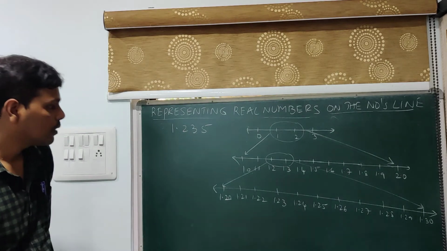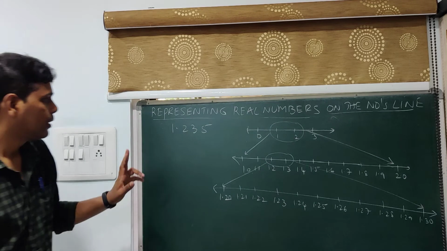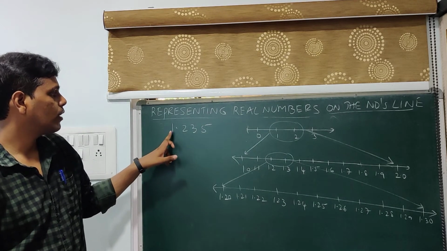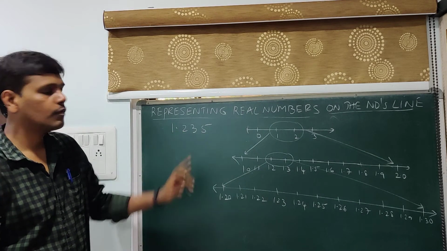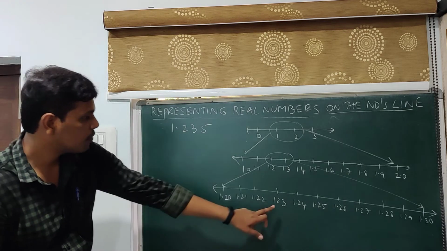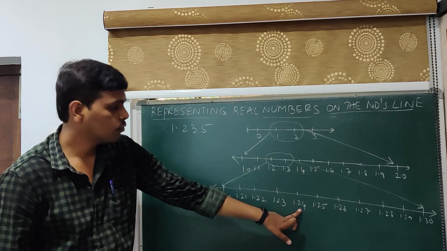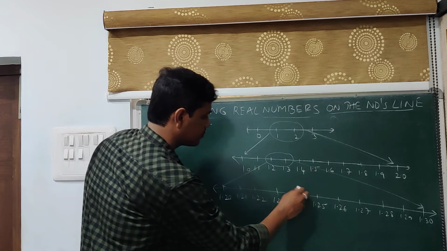So we have magnified 1.2 and 1.3. Now again think of where will be this number. 1.235 lies between which two numbers? So 1.235 lies between 1.23 and 1.24. So magnify this.